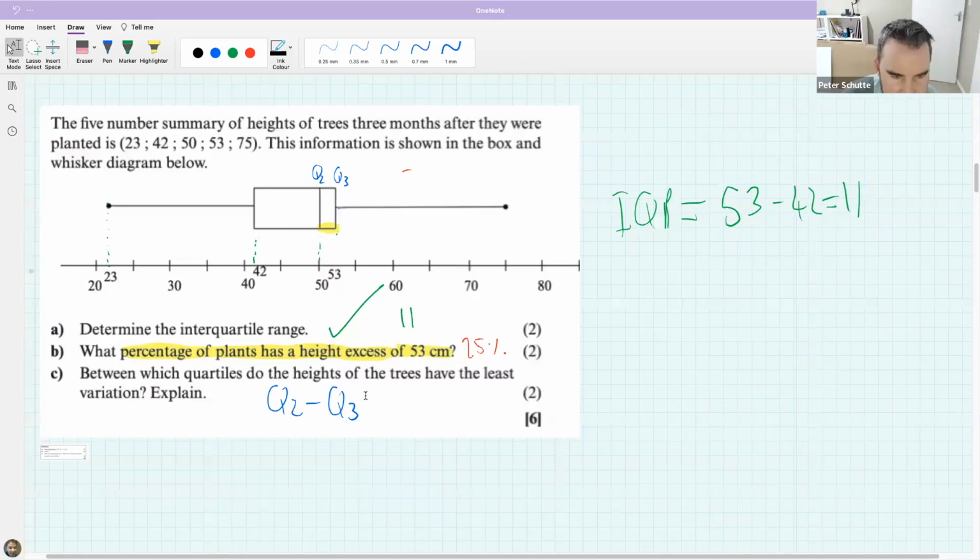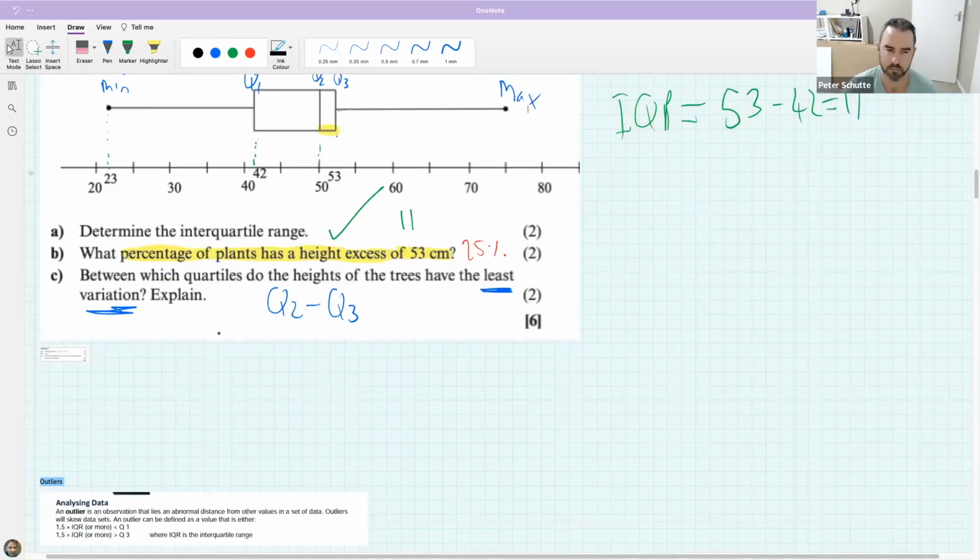Orokanisa has asked, can I explain? So when we say the least variation, the important bit is when you draw the box and whisker plot, remember this is the min, this is Q1, that's Q2, that's Q3, and that is max. And so when we say between which quartiles do the heights of the trees have the least variation, we mean where are they the closest together? And visually, you can see the distance between Q2 and Q3 is very little compared to here. Okay, so I hope that helped a little bit.